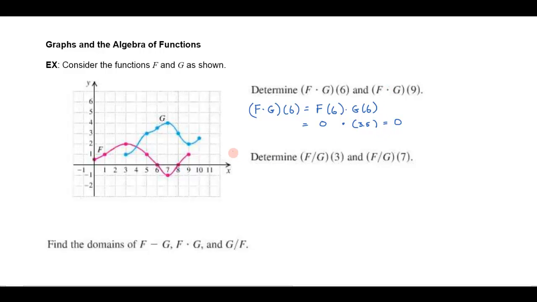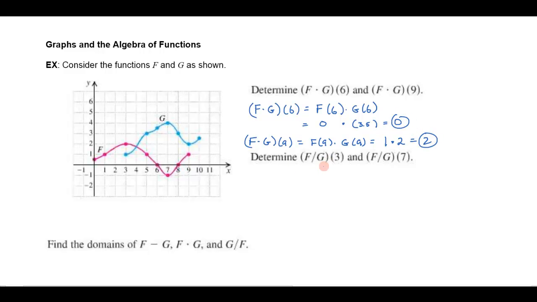Now if I wanted f times g of 9, that would be f of 9 times g of 9. So f of 9, I come over here to the x value of 9. You can see that f of 9 is going to be 1. And you can see that g of 9, here's the input is 9, and the output for the function g, the blue function, is going to be 2. So 1 times 2 is 2.